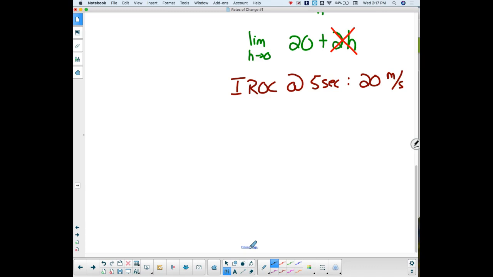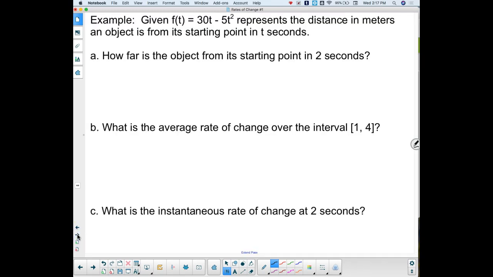Oops, I don't want to extend the page. I want to go to the next page. There we go. All right, so here's our new function. Okay? Our new function is f of t is equal to 30t minus 5t squared, representing the distance in meters an object is from its starting point in t seconds. Okay? Part A, how far is the object from the starting point in 2 seconds?